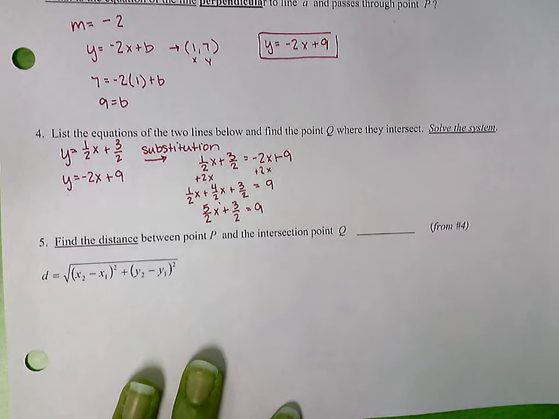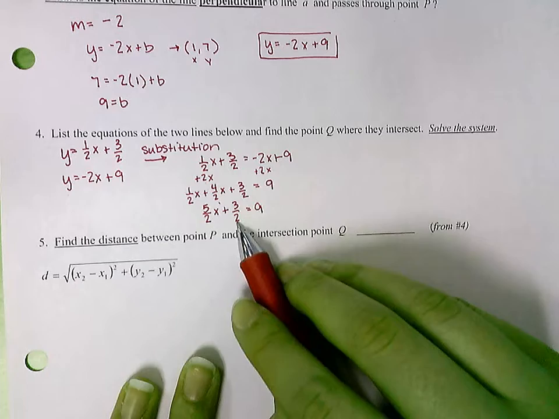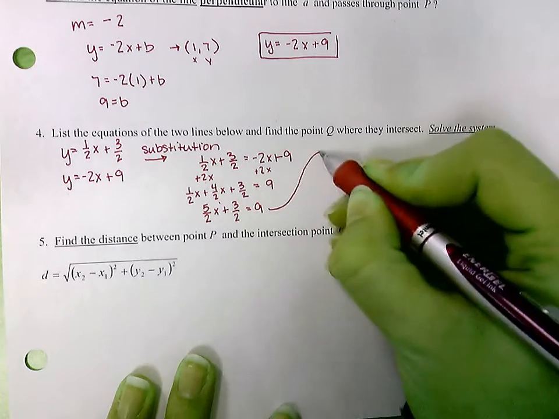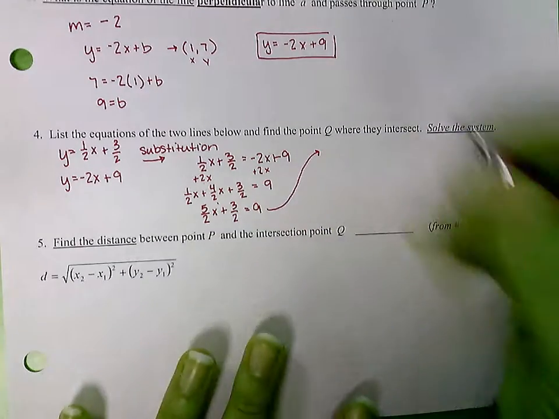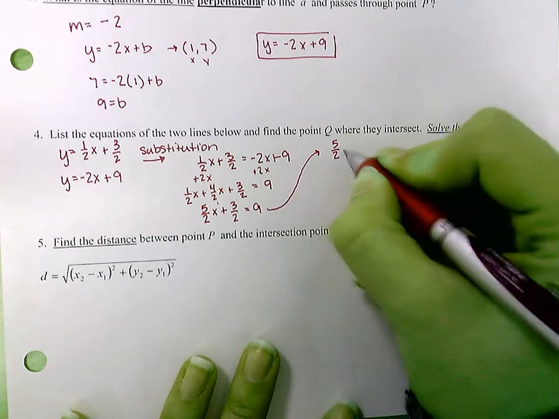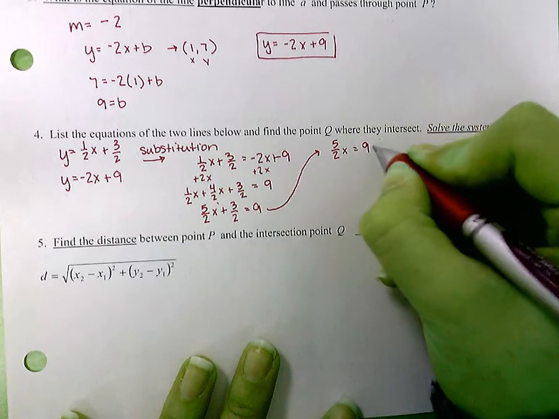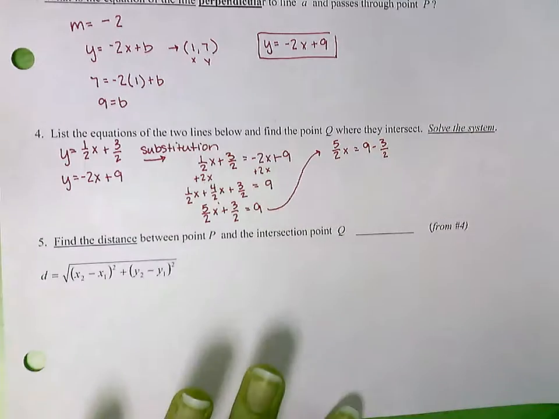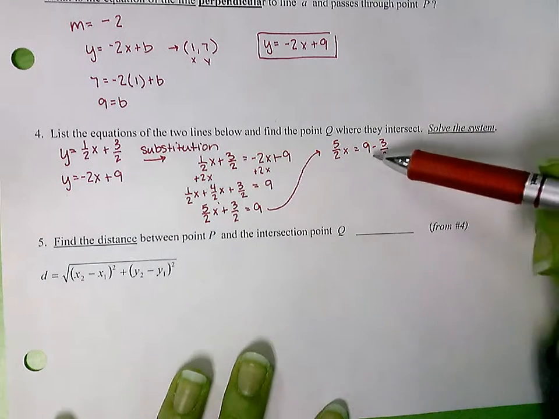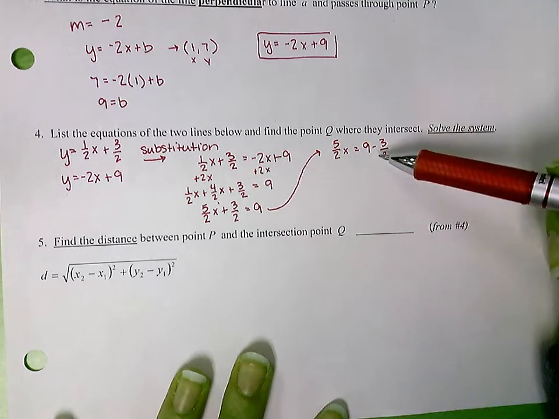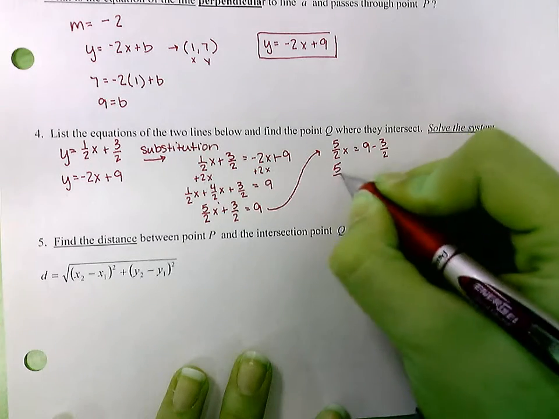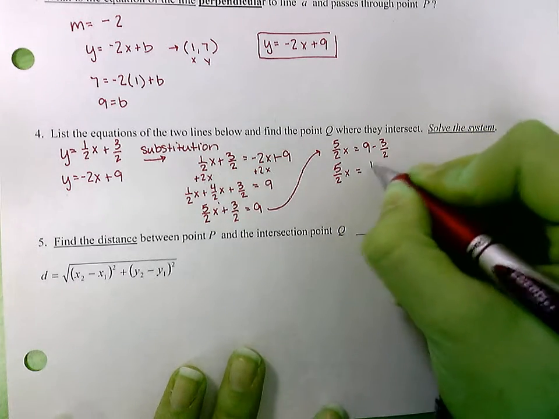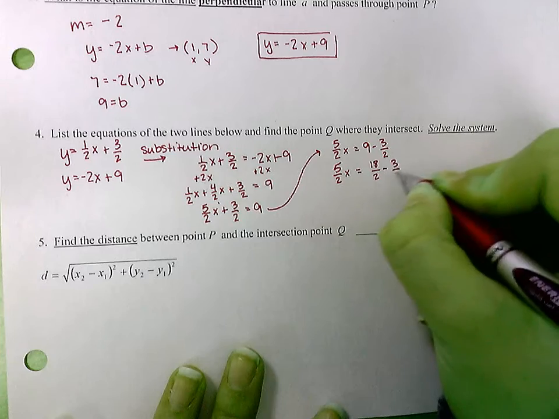What should I do next? Subtract 3 halves. Okay? So I'm going to do that up here. So I'll have 5 halves x is equal to 9 minus 3 halves. So again, I need a common denominator here with my 9. So I have 5 halves x is equal to 18 halves minus 3 halves.